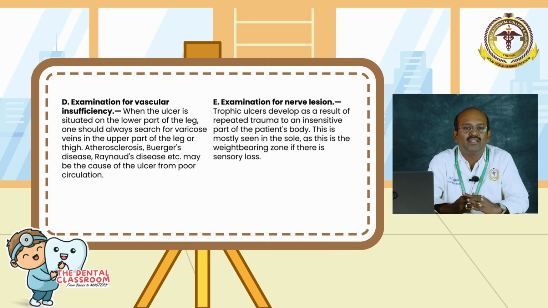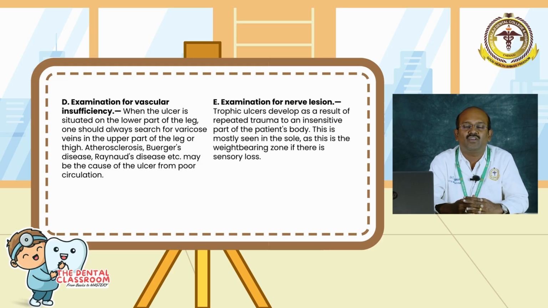Next, you have to check for vascular insufficiency. If you see an ulcer on the lower part of the leg, you should always examine the upper part of the leg, whether we are going to see any varicose veins. If there are varicose veins or the blood supply to the lower part is affected, in that case we get to see ulceration in the lower part of the leg. Very commonly, you get to see ulcers in the lower part of the leg associated with Raynaud's phenomenon and Buerger's disease. These are due to lack of circulation.